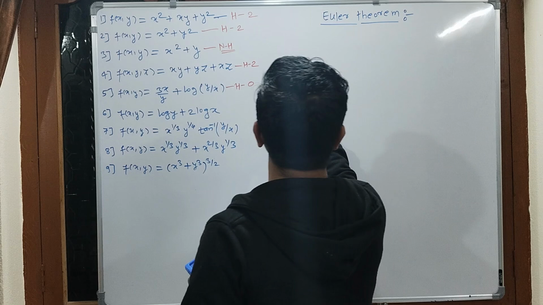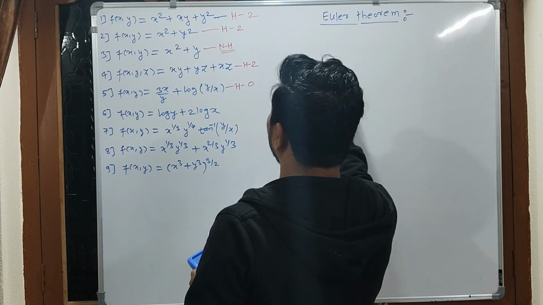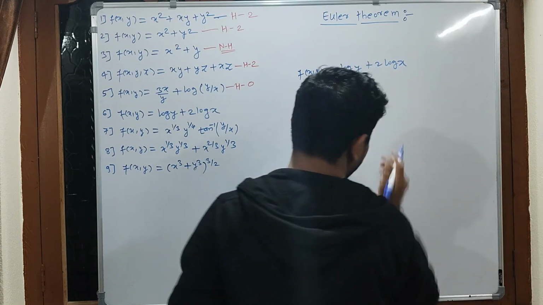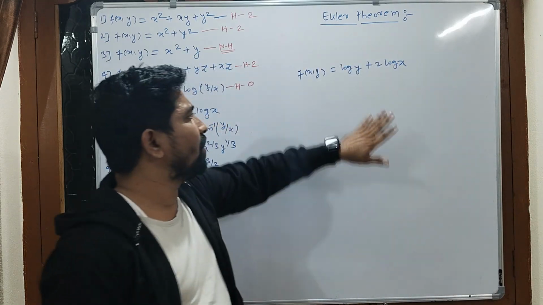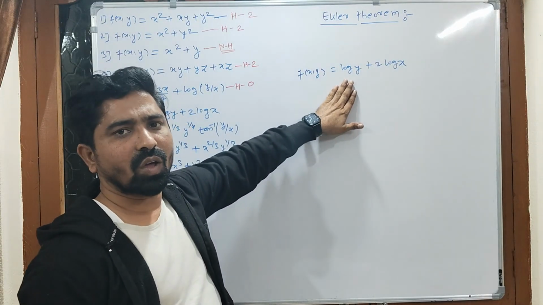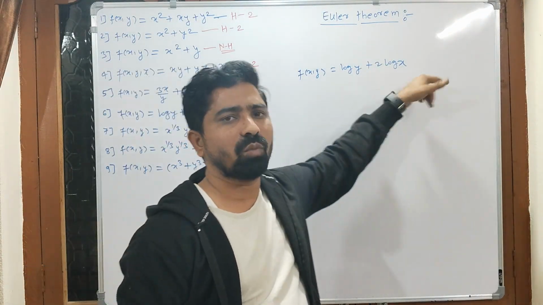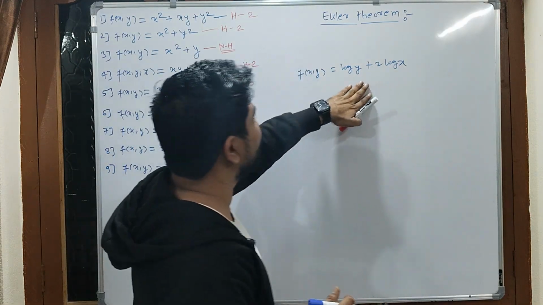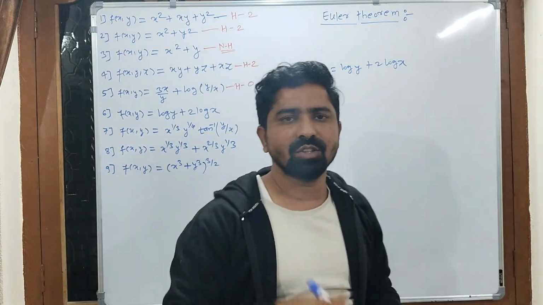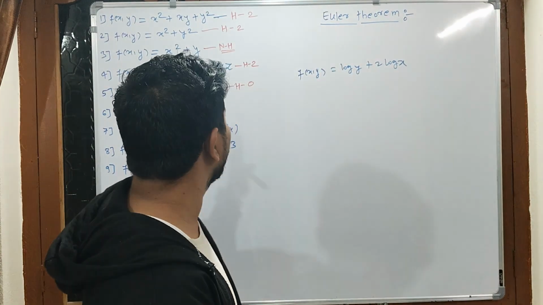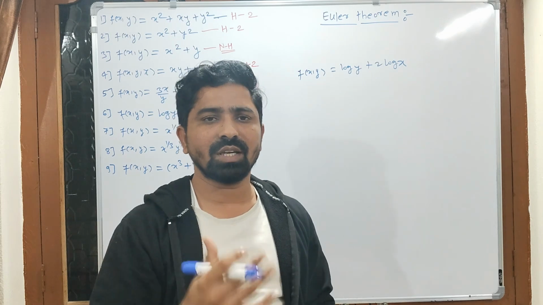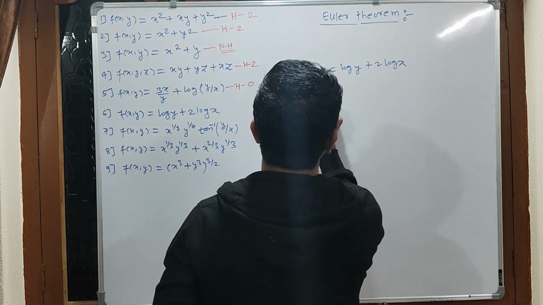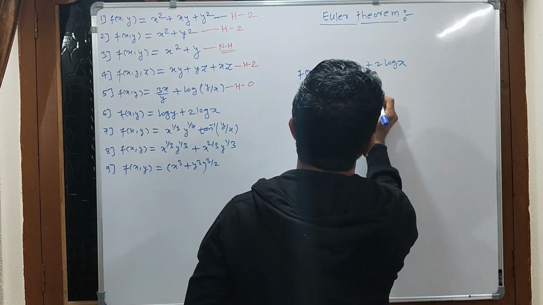Now here example 6 is defined by f of x comma y equal to log of y plus 2 times log of x. Now I don't want to express this logarithmic function y in terms of a polynomial of y and a polynomial of x, but I will check whether this function is a homogeneous function of some degree or not. With the help of the definition, replace x by tx and y by ty.